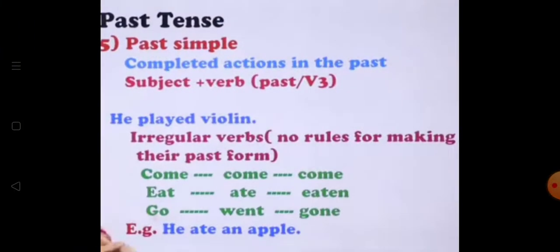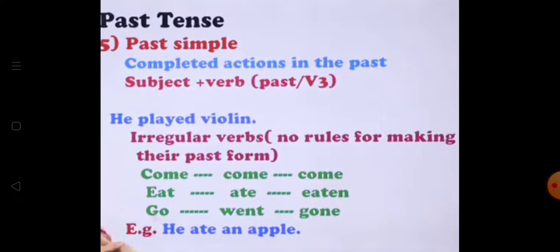Okay. The next tense is past tense, under which comes past simple. So we use past simple when we are talking about completed actions in the past. The rule for past simple: subject plus verb, and we use the second form of verb here. Okay. Example sentence: He played violin. So this is the example of simple past tense.